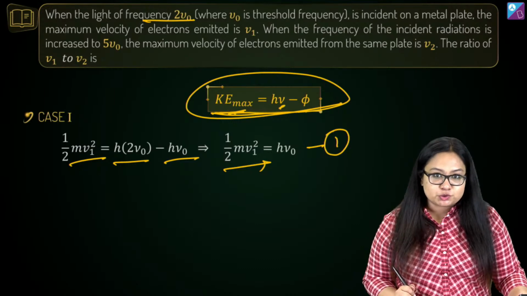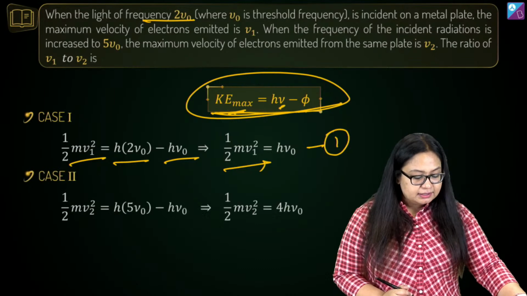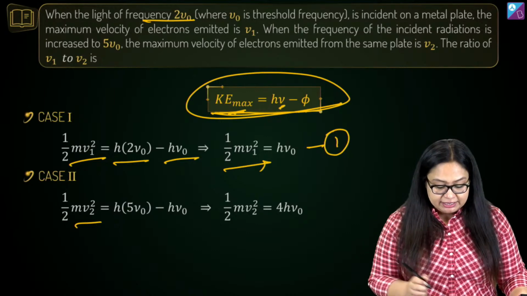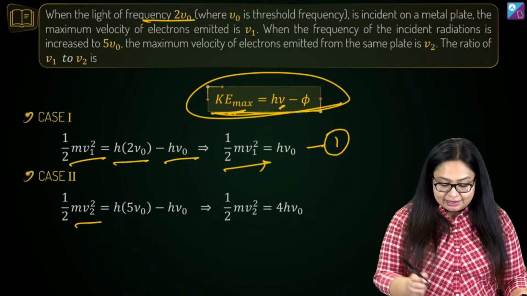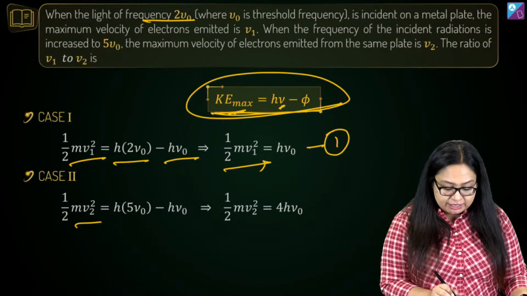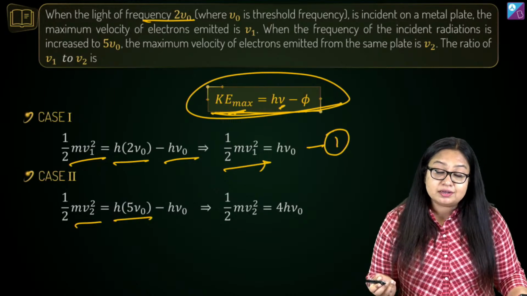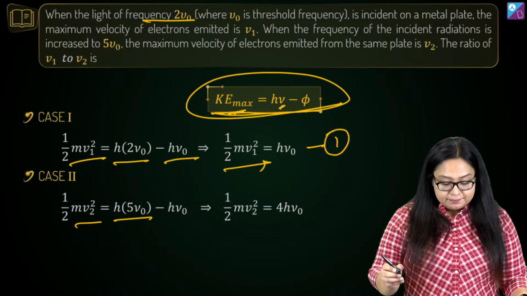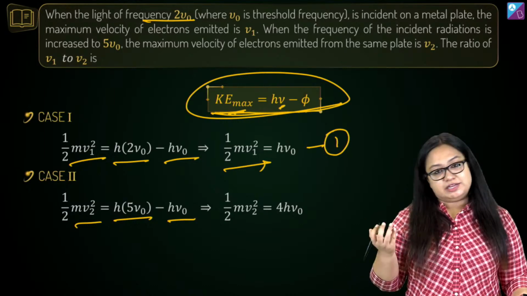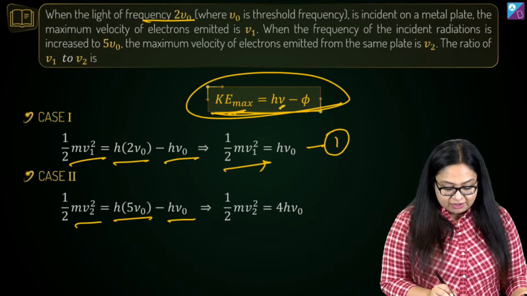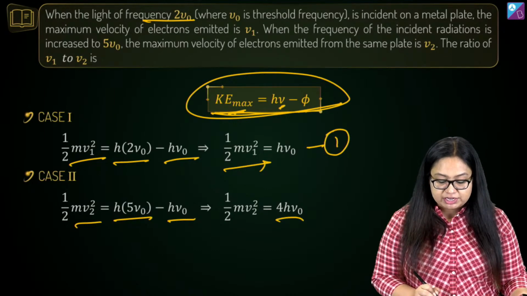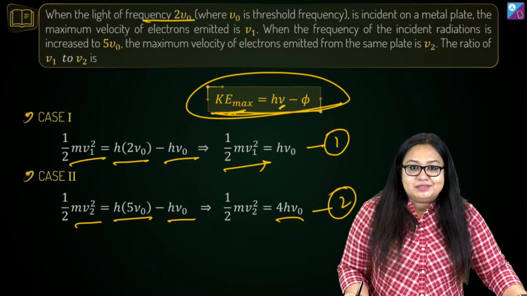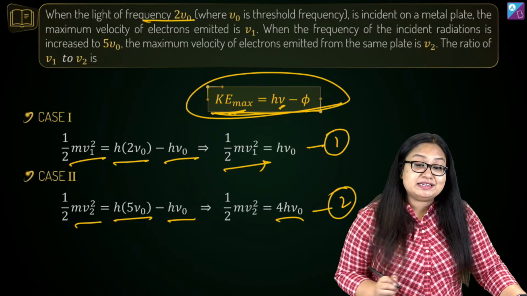Now let's go to case 2. Case 2 says that half m v2 square, the second case kinetic energy, is equal to, again, energy of the photon minus work function. Energy of the photon is h into 5 nu naught, because the second time the photon had 5 nu naught frequency, minus work function, which is h nu naught. There we go. 5h nu naught minus h nu naught gives you 4h nu naught. Second equation. What do we do with this? We want the ratio. Let's divide.